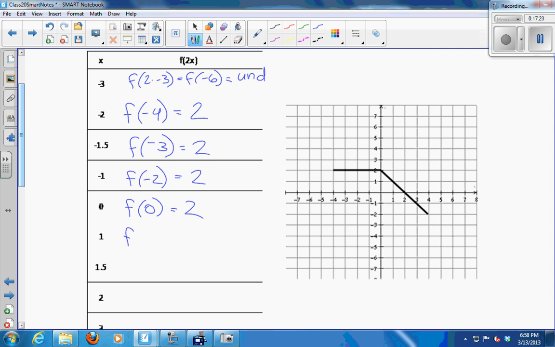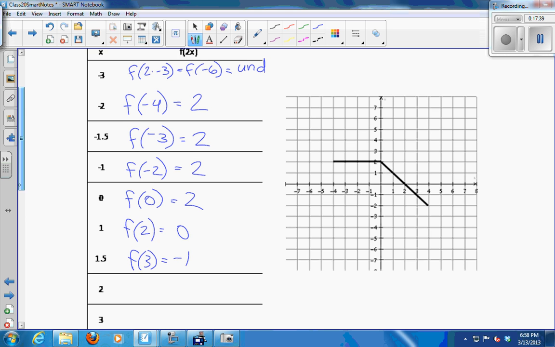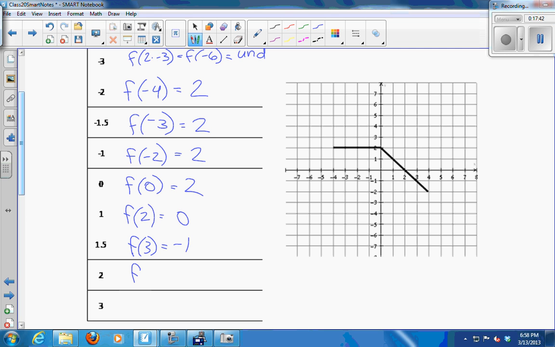And now if x is 1, I'm going to apply rule f to 2 because I'm going to double it first. f of 2 is 0. And when x is 1.5, I take f of 3. f of 3 is -1. When x is 2, I evaluate f of 4, which is -2. And when x is 3, I evaluate f of 6. And f of 6 is undefined, right? There is no f of 6.